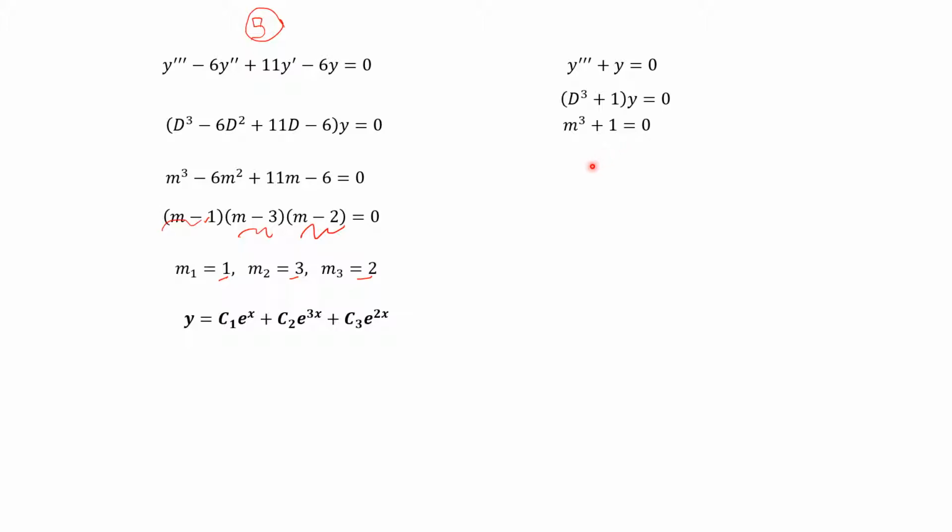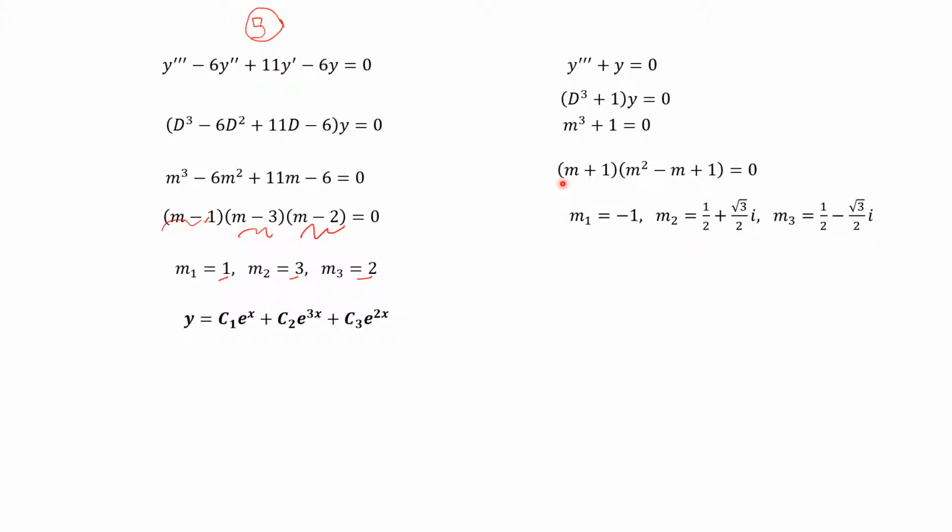And factor this. The factor is m plus 1 times m squared minus m plus 1 is 0. So the roots are m is negative 1, and the roots of this quadratic are, of course, imaginary. The roots are 1/2 plus square root of 3 over 2 i, and 1/2 minus square root of 3 over 2 i.